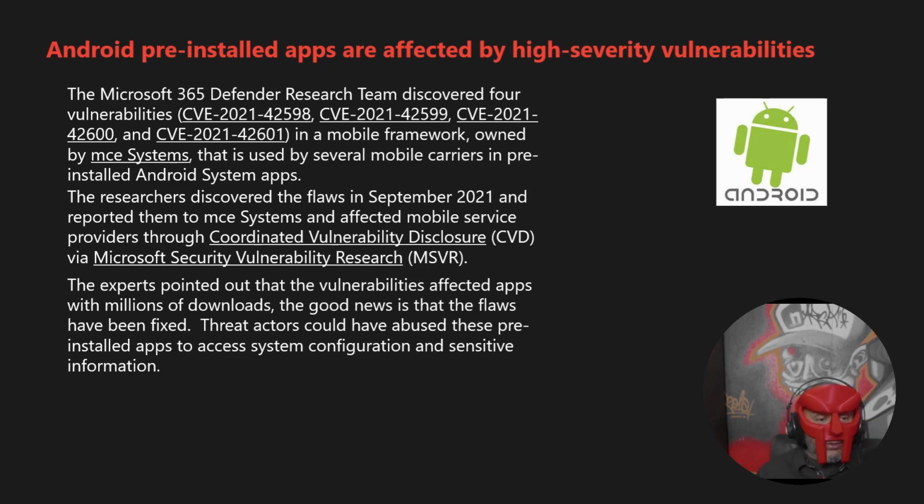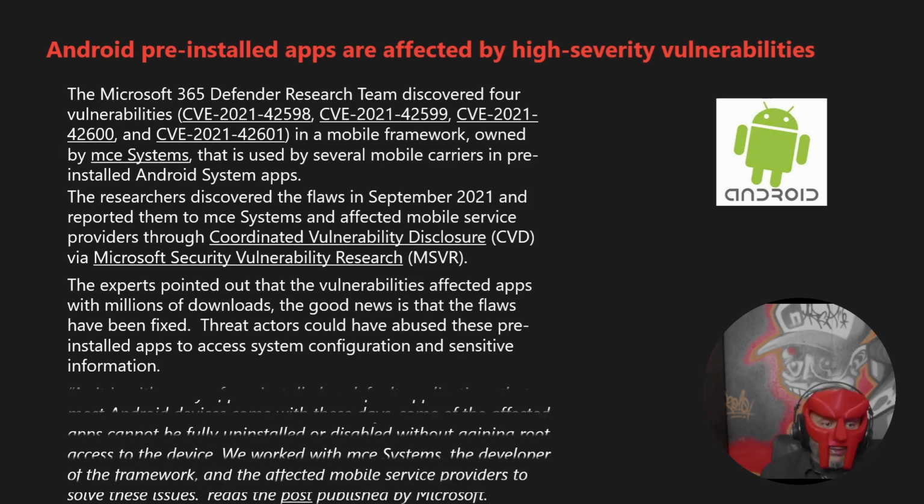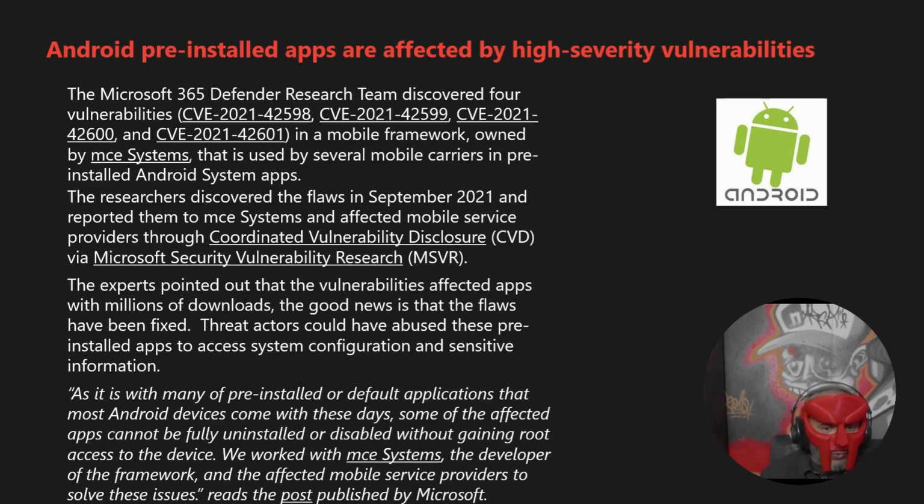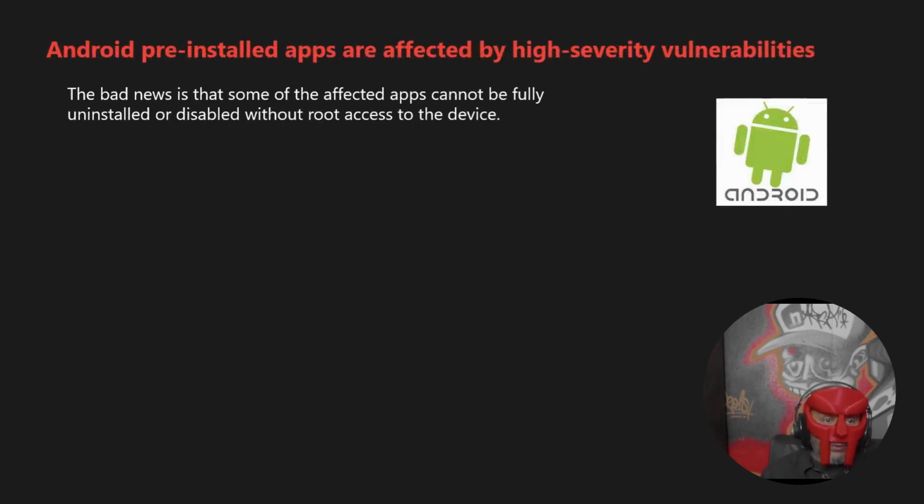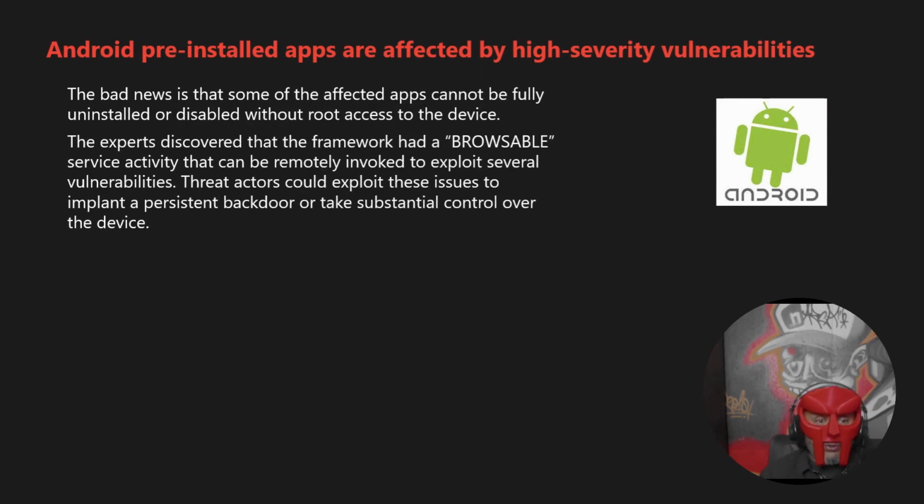Threat actors could have abused these pre-installed apps to access system configuration and sensitive information. "As it is with many of pre-installed or default applications that most Android devices come with these days, some of the affected apps cannot be fully uninstalled or disabled without gaining root access to the device. We worked with MCE Systems, the developer of the framework, and the affected mobile service providers to solve these issues," reads the post published by Microsoft. The experts discovered that the framework had a browsable service activity that can be remotely invoked to exploit several vulnerabilities. Threat actors could exploit these issues to implant a persistent backdoor or take substantial control over the device.